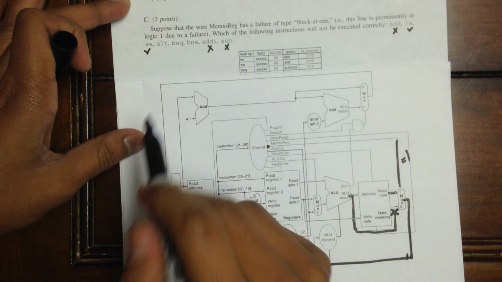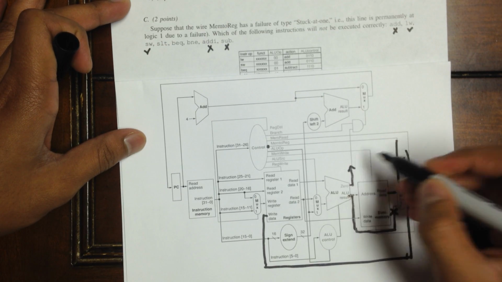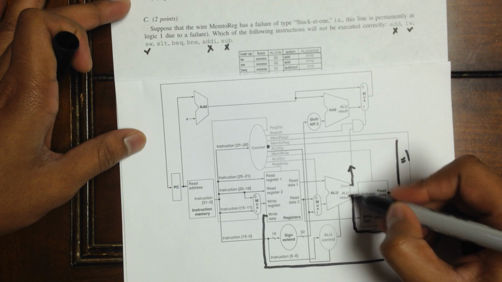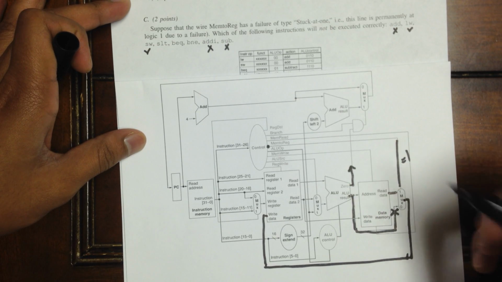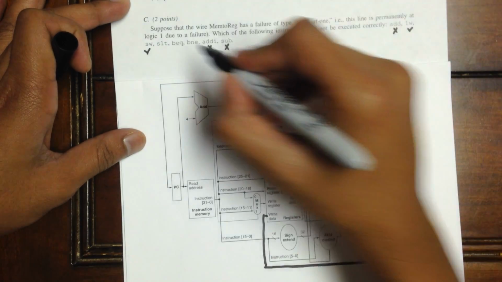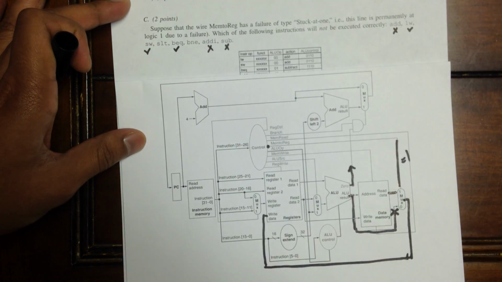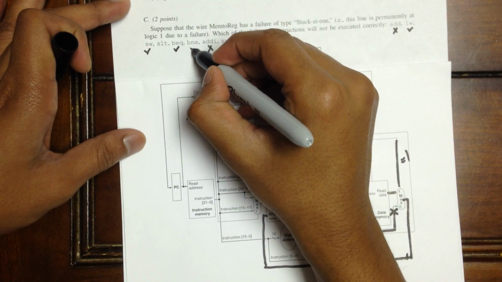Now let's look at the branches. The branches mainly use this 0 output. So they don't depend on the ALU result. They just compare by subtracting and finding the 0. So the branches are going to work, or branch on equal to or branch not equal to. So they're going to work.